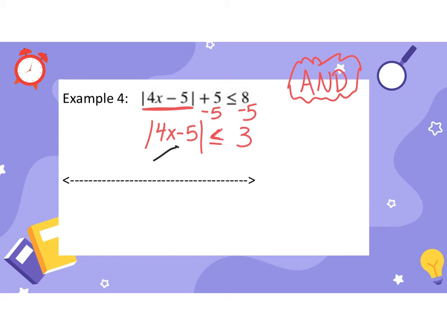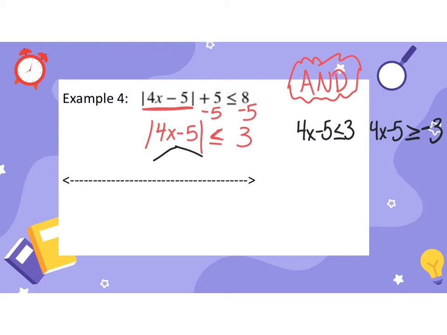So first step is to divide this into 2. I'm going to come over here to this side just because I have a little bit more room. So the first one is just to drop the bars, keep it all the same. Next problem, keep that left side the same, flip that sign, and make that 3 a negative 3.